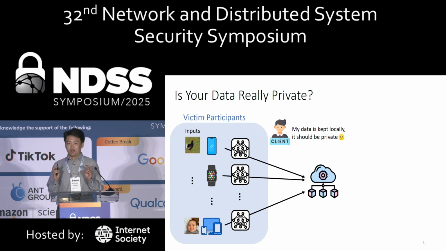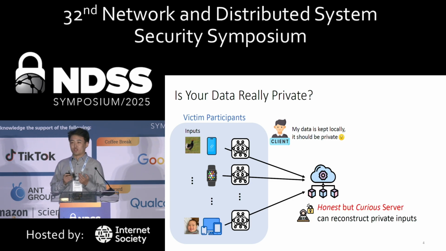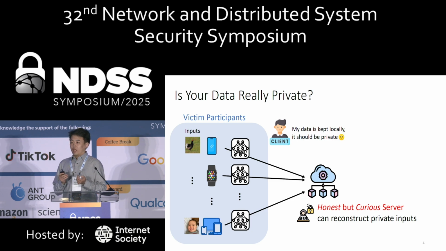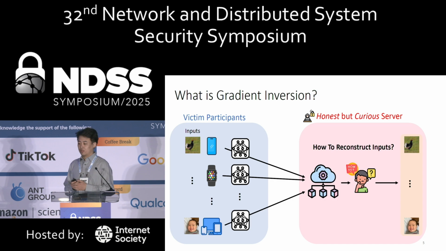However, when you use FL, is your data really private? You may think, as a client, my data is kept locally and I never send it to the server, so it should be private. But researchers find that with an honest but curious server, or some malicious party that can eavesdrop on the communication channel, they can actually reconstruct the private input from the gradients, even without touching your local data. So how does gradient inversion work?